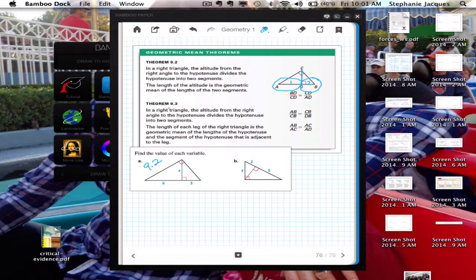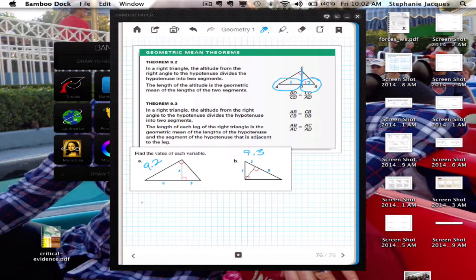For theorem 9.3, in a right triangle, the altitude from the right angle to the hypotenuse divides the hypotenuse into two segments. The length of each leg of the right triangle is the geometric mean of the lengths of the hypotenuse and the segment of the hypotenuse that is adjacent to the leg. So you put your hypotenuse AB over one of the legs, AC, equals the same leg, AC, over AD. So that is 9.3, and we'll apply that down here.